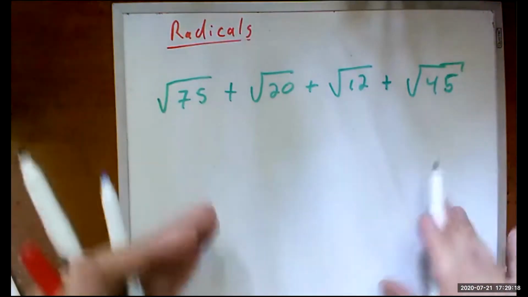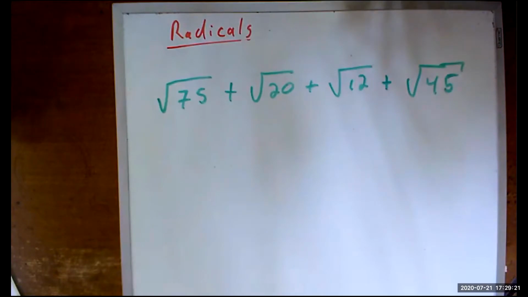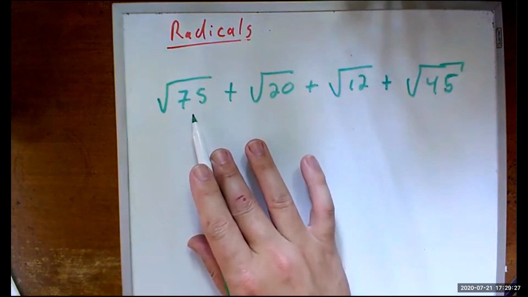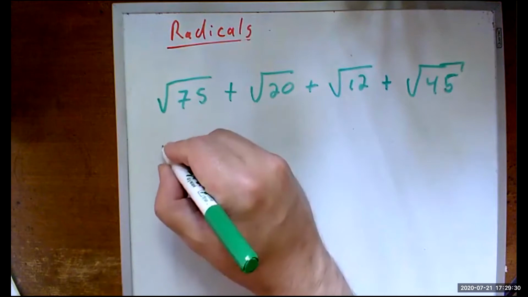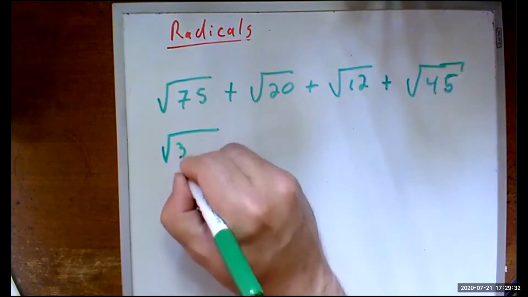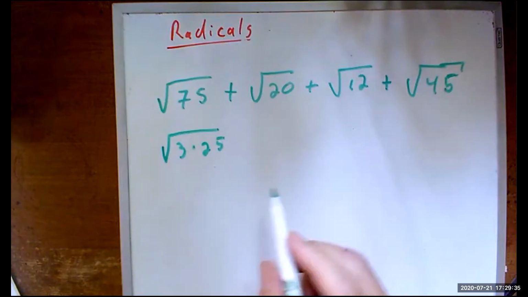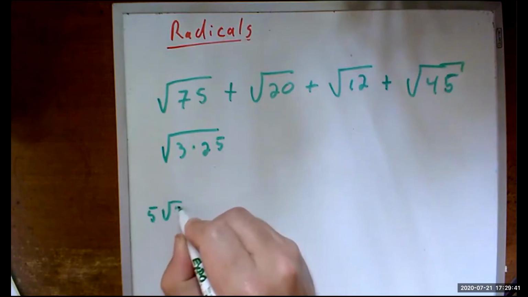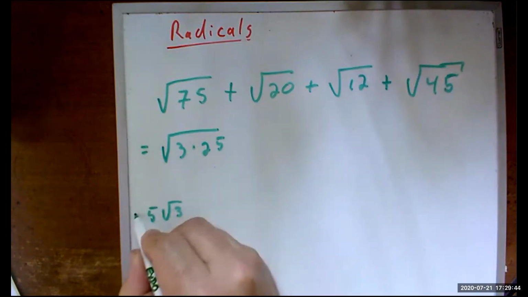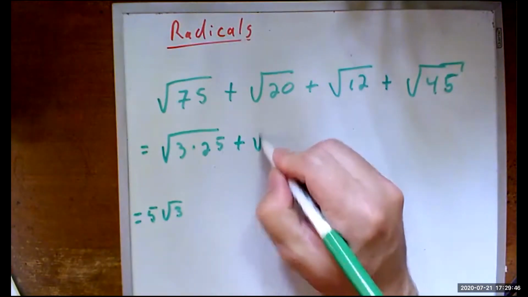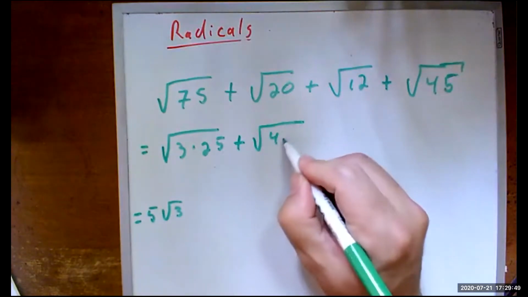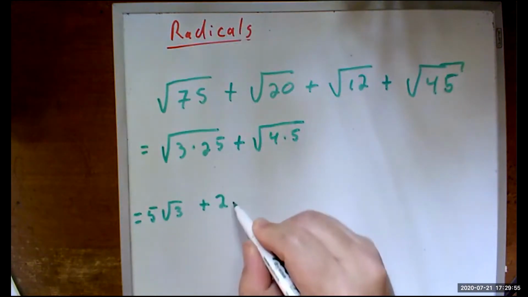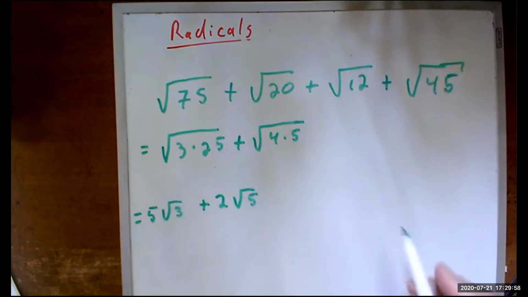First thing I'm going to do is simplify all of these. I'm going to do it the fast way. If you have questions about where something came from, do ask me and I will try to clarify it. So 75 is the same as saying 3 times 25. 25 is a perfect square, so it can come down to 5 square root 3. Square root of 20 is the same as the square root of 4 times 5. I can take the square root of 4, and it's a 2.